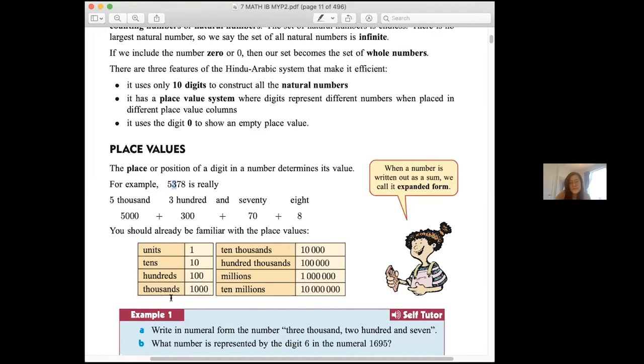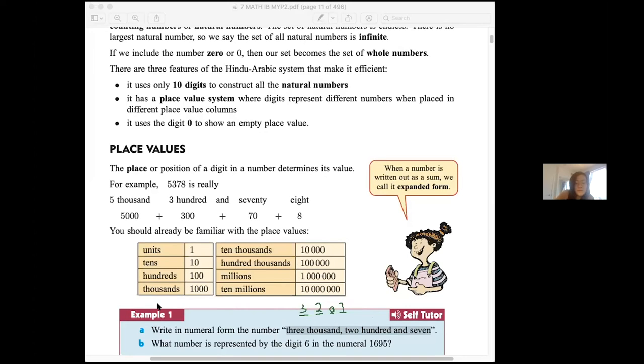Now let's write down example 1 and give this a try. 1A, write in numerical form the number, this one. So 3,000, this is a 4-digit number. 3 is fourth from the right. 200, the 2 is the third one from the right. And 7, so we are missing the tens, and we put a 0 for the tens, and then 7. So 3,207.